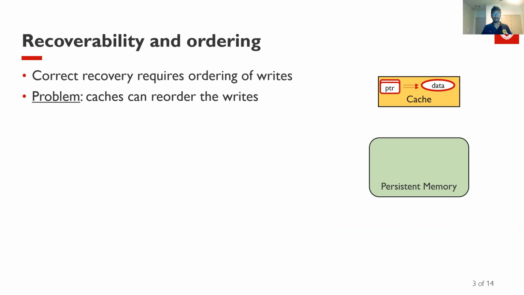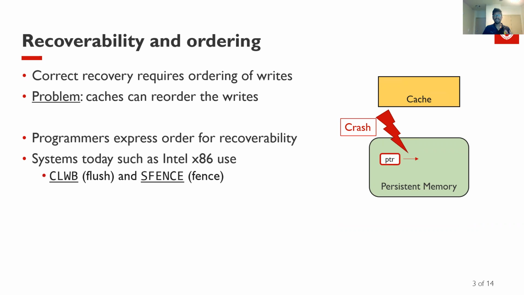The cache could write back the pointer before the data. If the system crashes at this point, we have a pointer pointing to incorrect data. For correct recovery, we require programmers to express the order for their applications, which the hardware must enforce. Now, systems today achieve this using flush and fence instructions.